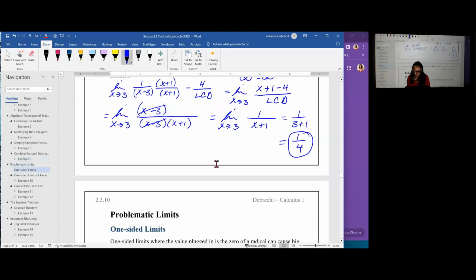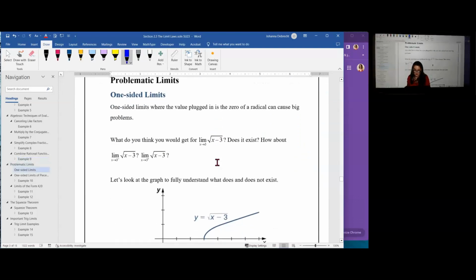Let's now talk about some, well, problematic limits. We're going to talk about one-sided limits that can cause problems. Let's think about the limit as x approaches 3 of the square root of x minus 3. Does it exist? How about the limit from the left of the square root of x minus 3, or the limit from the right? Let's look at the graph to fully understand why some of these limits exist and some do not.